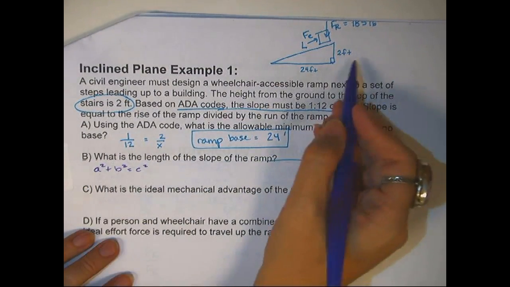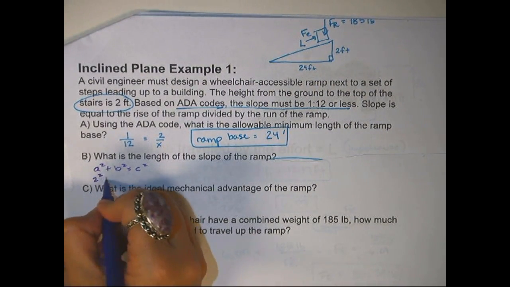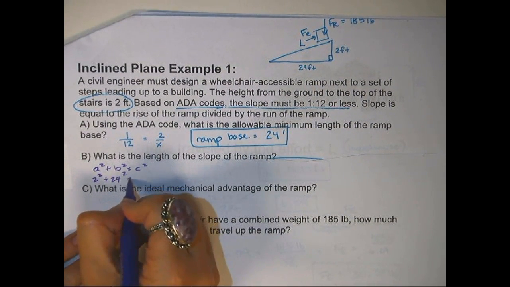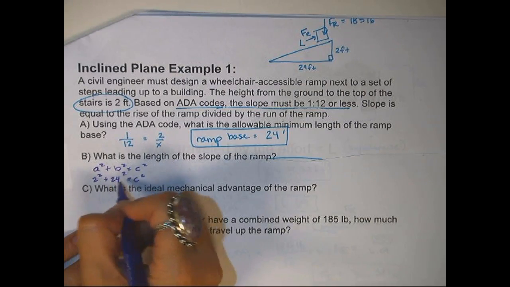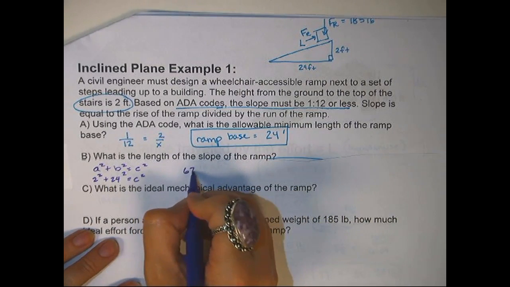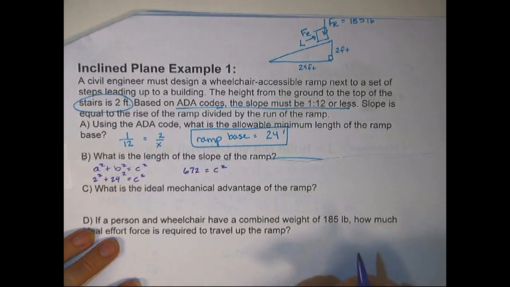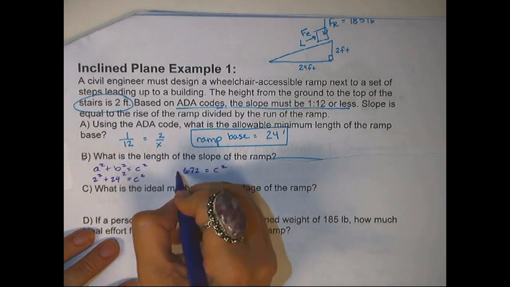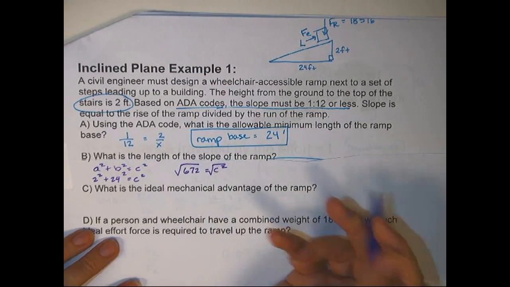A and b are 2 and 24, and put that in your calculator. And 2 squared plus 24 squared gets us 672. And that equals c squared. So then how do we find just c? Well, remember we take the square root.